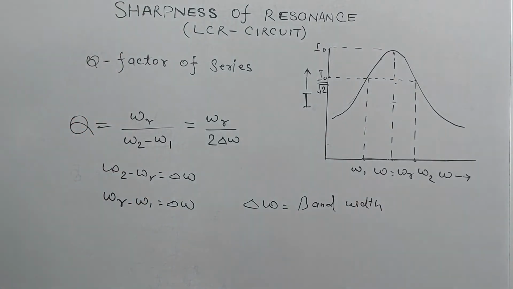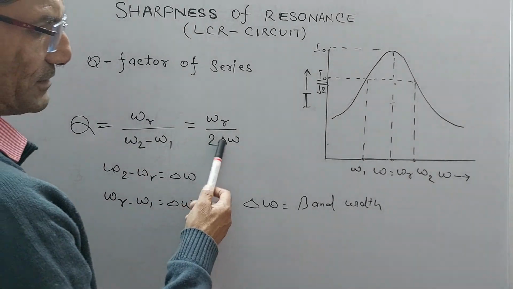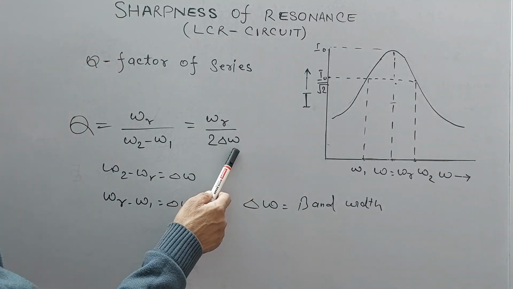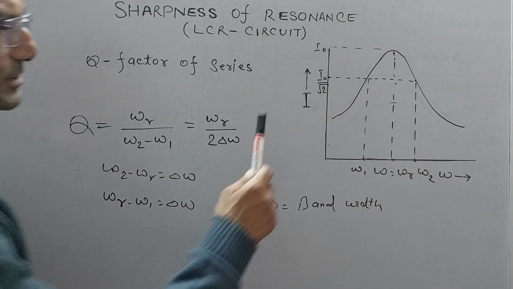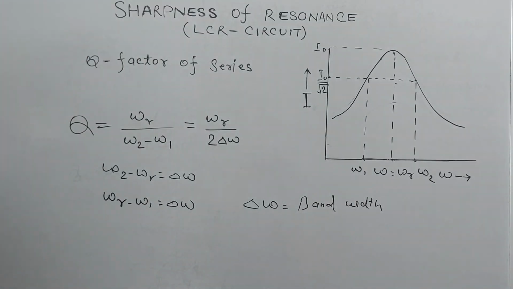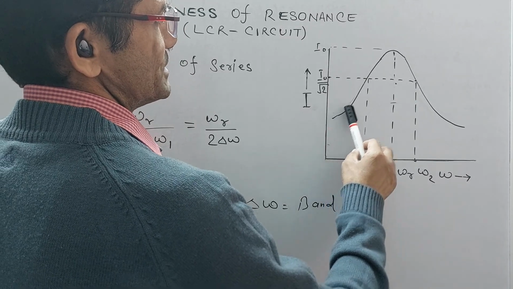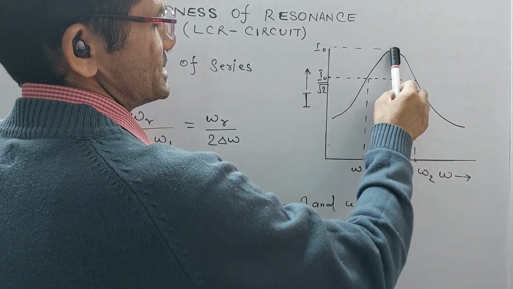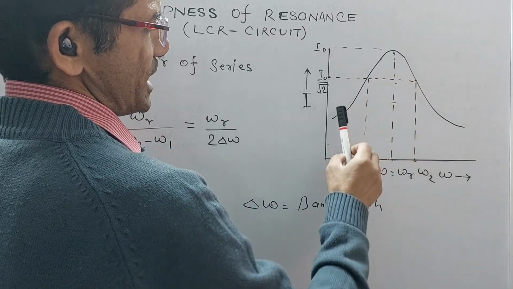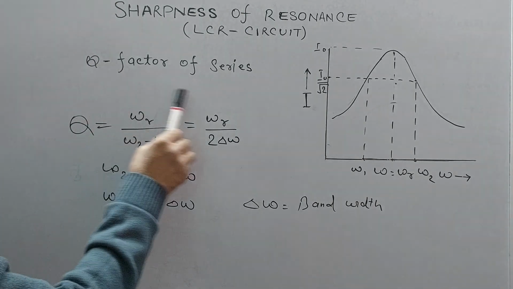So the definition of the Q factor of the LCR circuit is resonant frequency divided by twice the bandwidth. So the lesser the bandwidth, the more will be the quality factor, and the more will be the sharpness of the current and frequency graph. Sharpness means this: a sharp peak of this graph is known as the sharpness. This sharpness of the LCR circuit is defined by this formula.